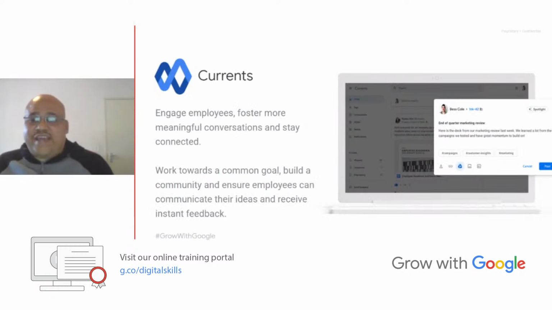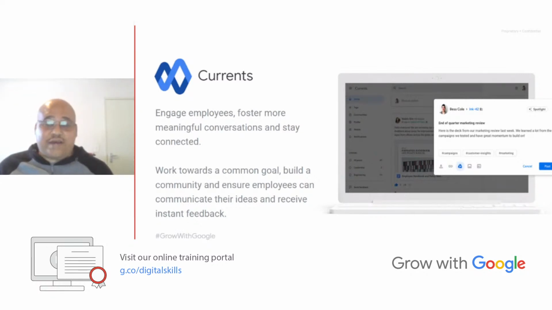Next, we're looking at Google Currents. What Google Currents does is it can engage employees, foster more meaningful conversations, and help them stay connected. It just helps them work towards a common goal. This way, you can build a community, communicate your ideas, and get instant feedback. You can share ideas with employees and gather input through meaningful, focused discussions on topics that matter to your organization. You can connect with team members no matter where they are.